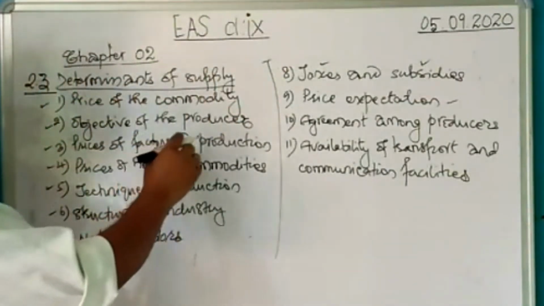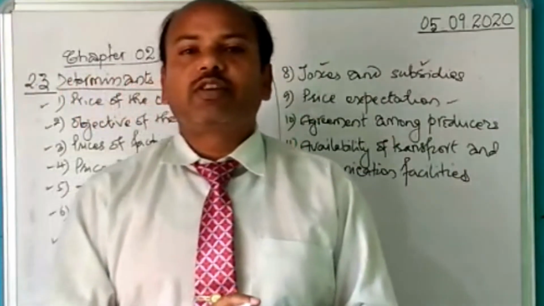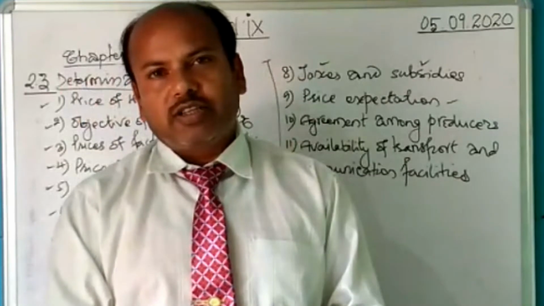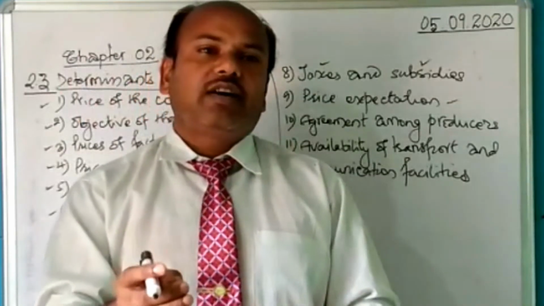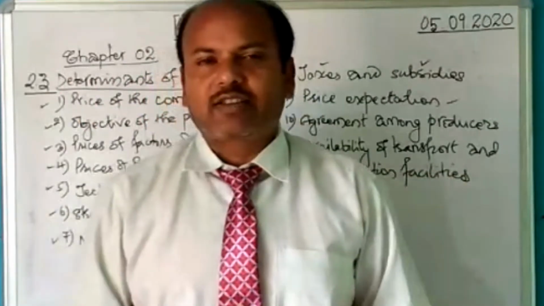Next is the price of factors of production. Factors of production are those commodities which are required to produce a given commodity. Like to prepare tea, you need milk, water, sugar. These things are the factors of production.